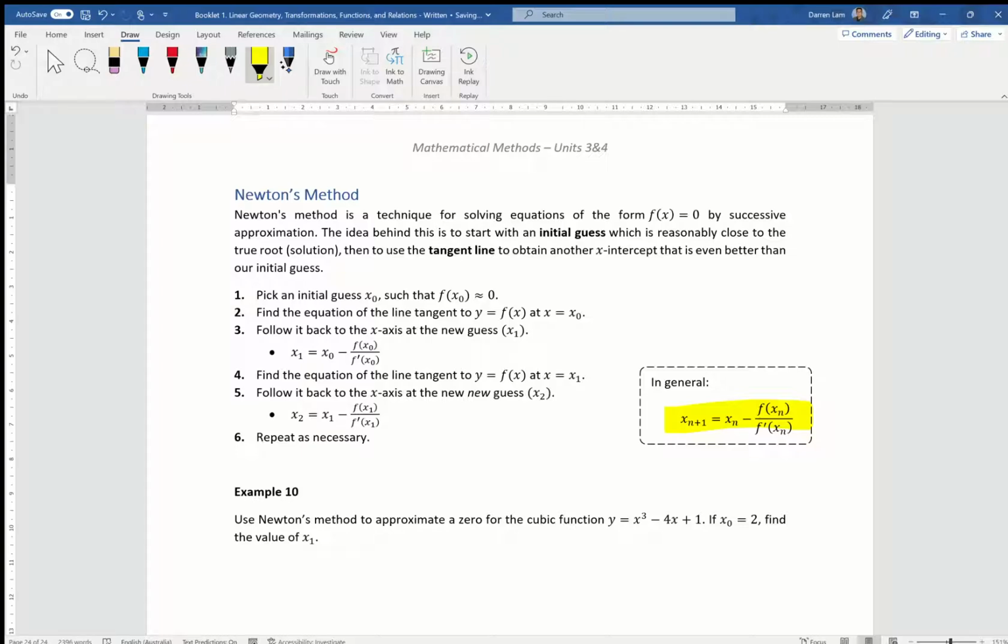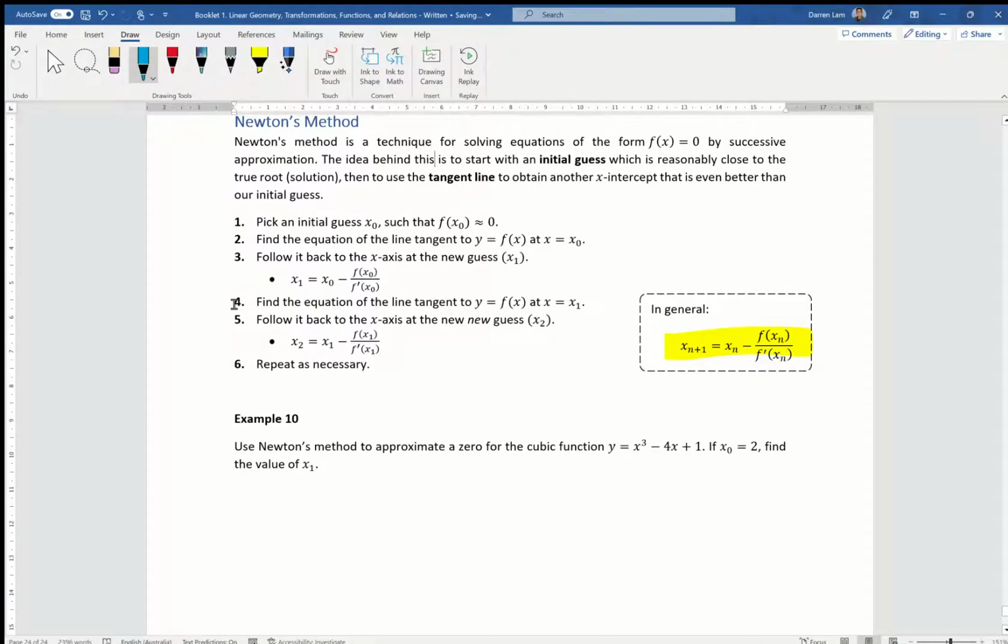Any questions? Okay. I'm going to go through the process, and I'm going to explain how to do it by hand first, but it gets very ugly very quick, so we'll use a calculator afterwards.